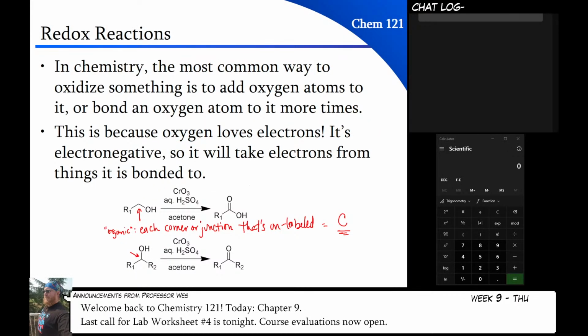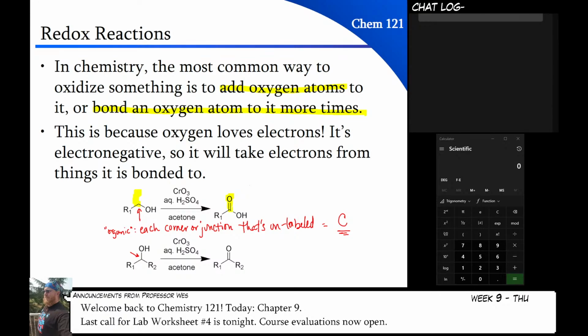Now, back to the topic that we care about, oxidation reduction. When you oxidize something, it means that you're reacting it with oxygen. So that means that if you add oxygen atoms or bond oxygen more times, you are reacting with oxygen. So we're going to look in our reaction and say, okay, before and after, do I have more oxygen atoms or do I have more bonds to an oxygen atom? If either of those is true, we've oxidized our substance.